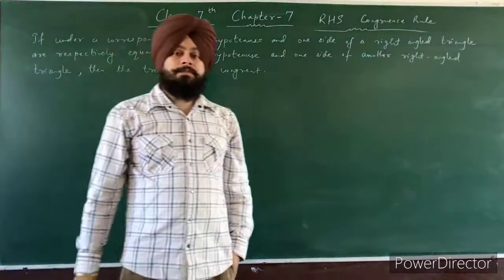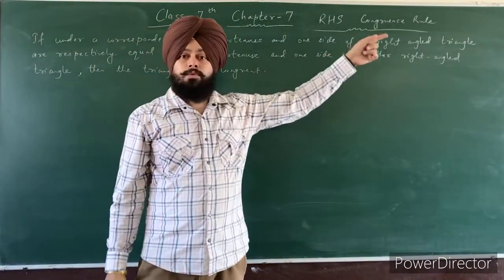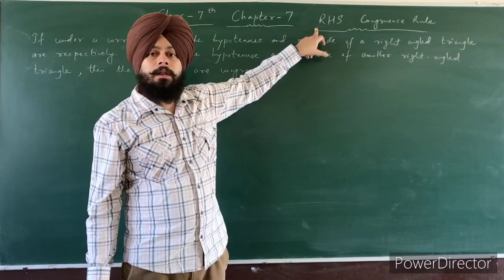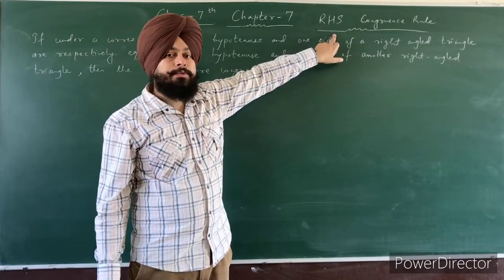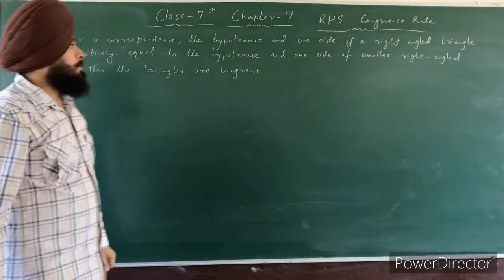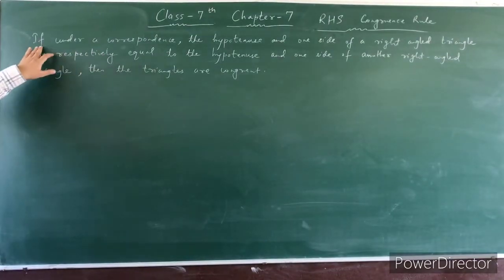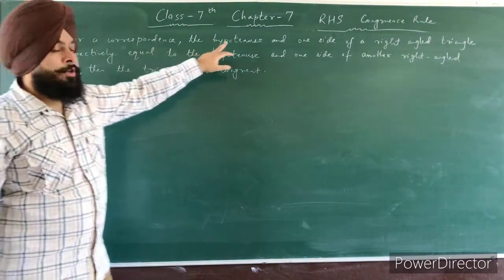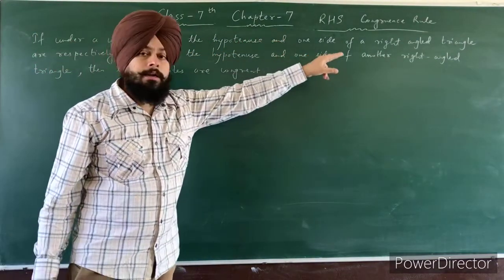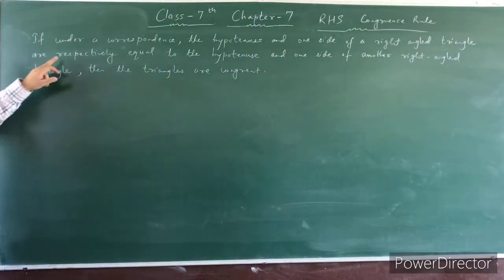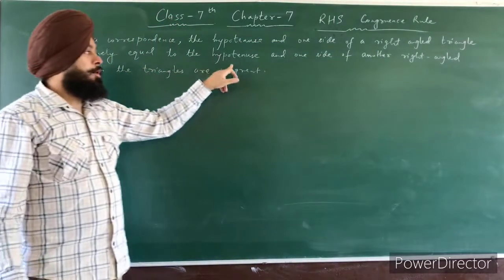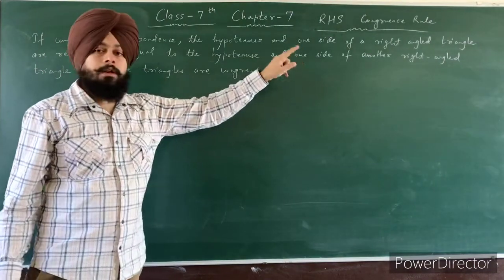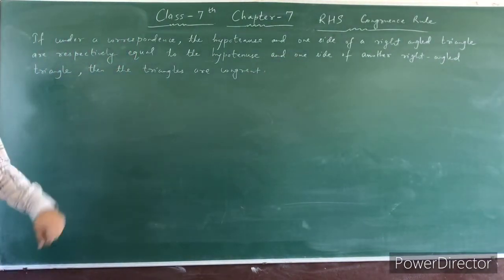The next rule is the RHS congruence rule. Here R stands for right angle, H stands for hypotenuse, and S is side. In this congruence rule, if under a correspondence the hypotenuse and one side of a right angle triangle are respectively equal to the hypotenuse and one side of another right angle triangle, then the triangles are congruent.